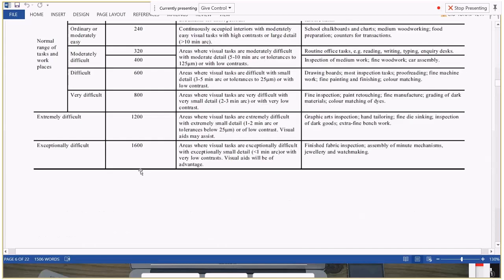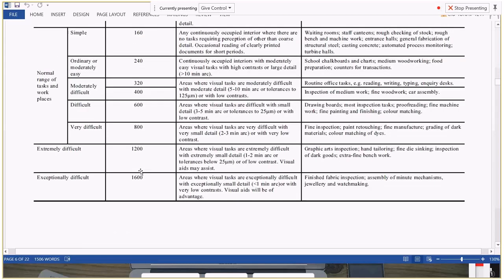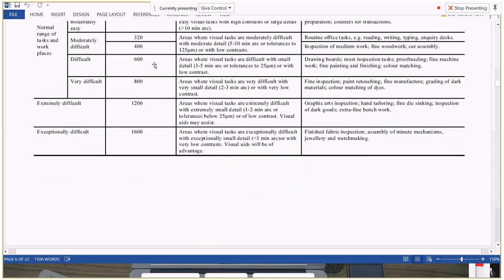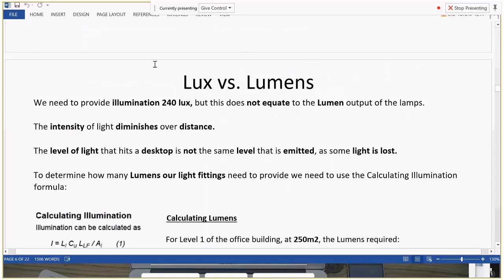So, using the example, we've arrived at 320 for our office, but let's say we're here in the classroom, school chalkboard, charts, etc. We'll go to 240 lux at the desktop. So that's this desk we're sitting at today. So we need to provide illumination of 240 lux, but that doesn't equate to the lumen output of the lamps. So we're not just going to have a 240 lumen lamp go pop, 240 lux.